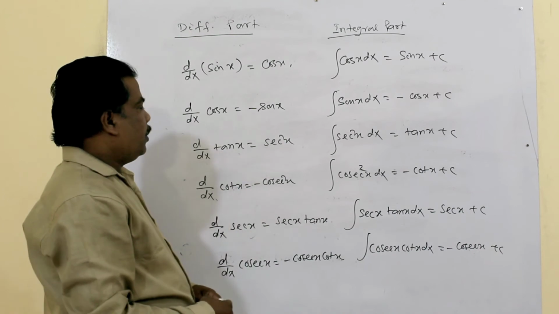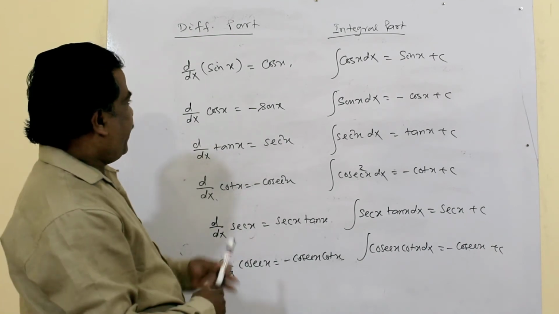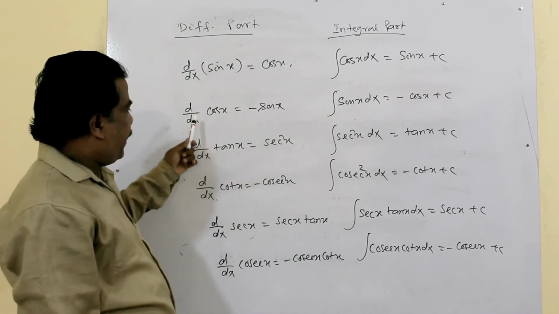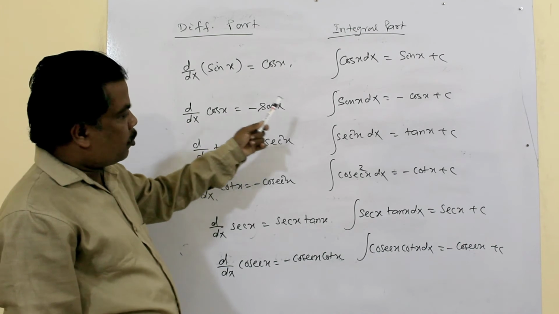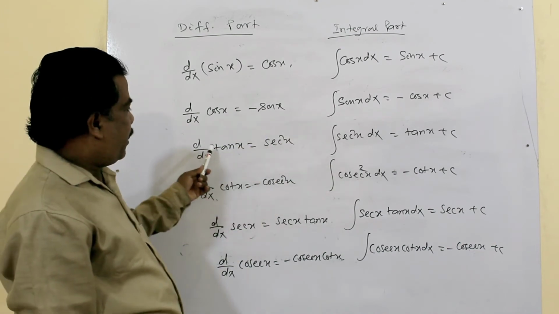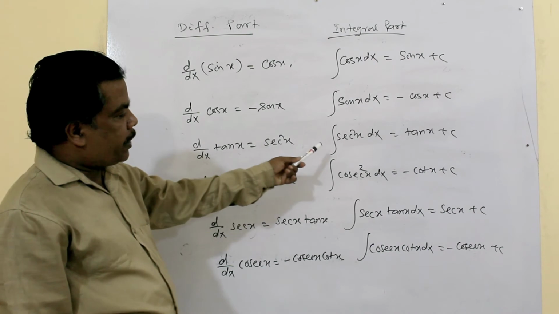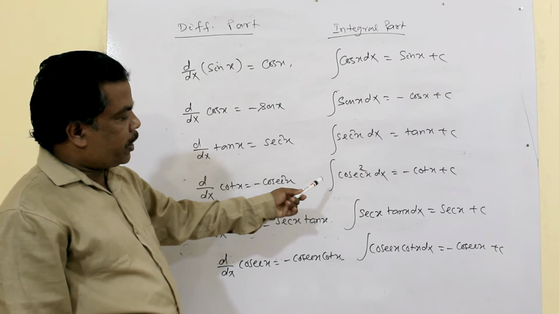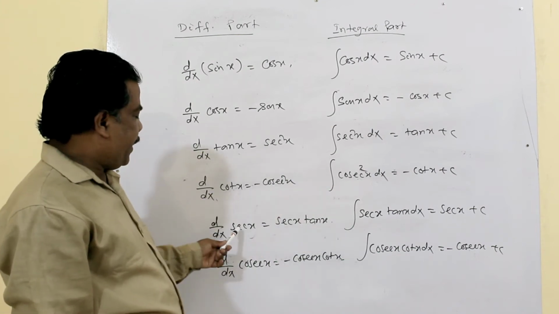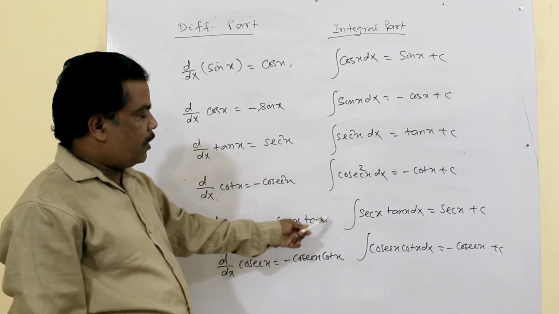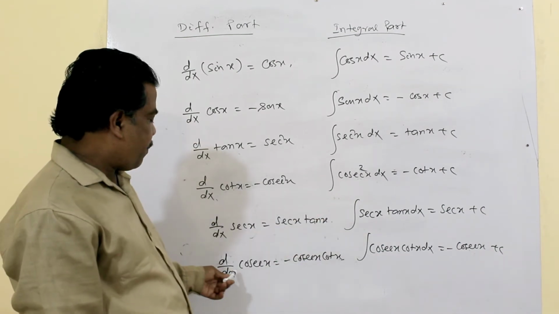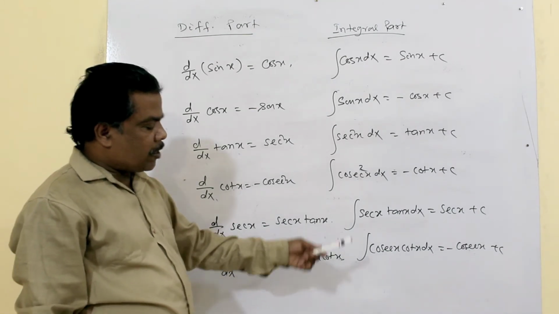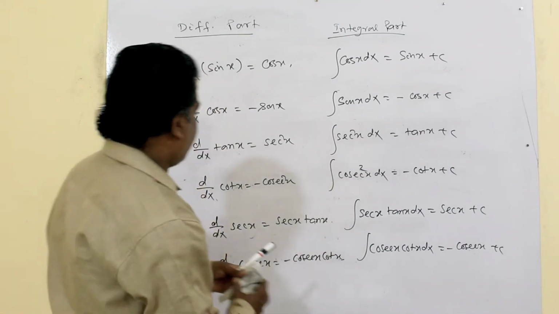As we know the derivatives of trigonometric functions: derivative of sin x is cos x, so integral of cos x is sin x. Derivative of cos x is minus sin x, so integral of sin x is minus cos x. Derivative of tan x is sec square x, so integral of sec square x is tan x. Derivative of cot x is minus cosec square x, so integral of cosec square x is minus cot x. Derivative of sec x is sec x tan x, so integral of sec x tan x is sec x. Derivative of cosec x is minus cosec x cot x, hence integral of cosec x cot x is minus cosec x.